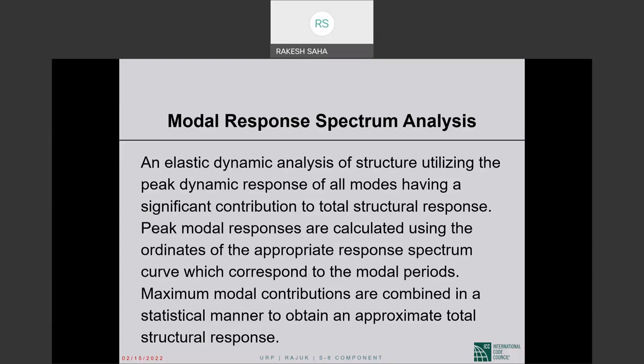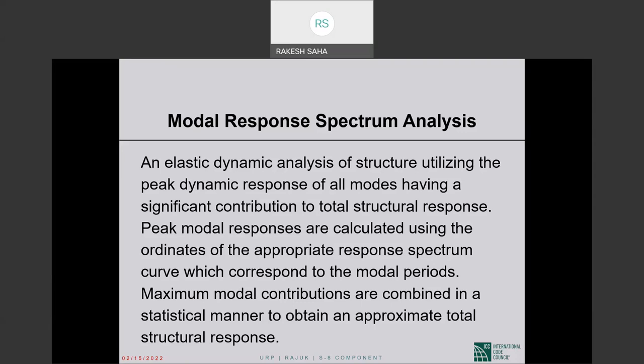So a 100-story building has 100 modes, but all 100 modes do not contribute significantly to structural response. It will be only the first few modes, I don't know, maybe the first 10. Those are the ones we consider. Okay, and then how many to consider is specified. We will come to that.